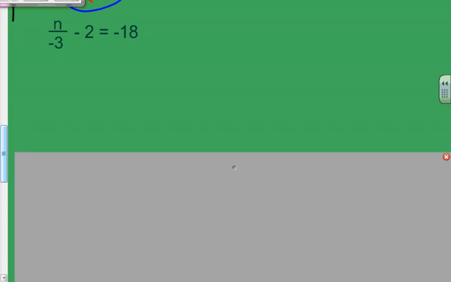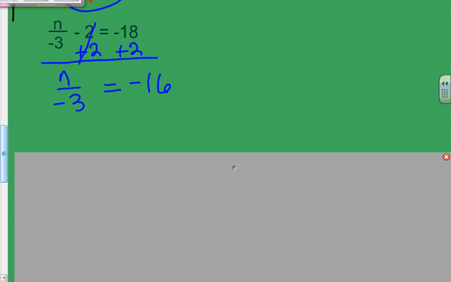Now with this problem, you're going to see division and then subtraction. So we're going to start out, again, with the number that's by itself on the same side as the variable, and it's the negative 2, or the subtract 2. The opposite is to add 2 to both sides. The 2's cancel. N divided by negative 3 drops down, equals drops. And then negative 18 plus 2 makes a negative 16, because we will subtract them and keep the sign of the number with the greater absolute value.